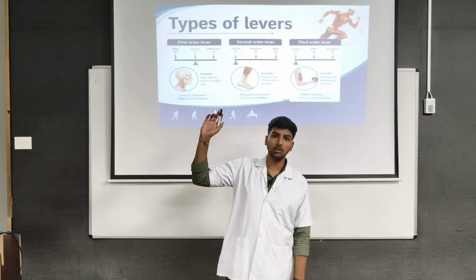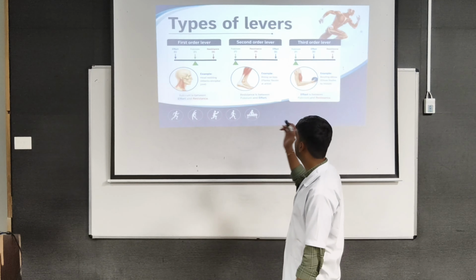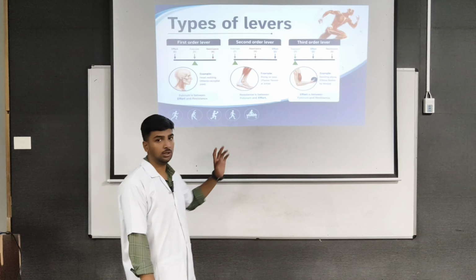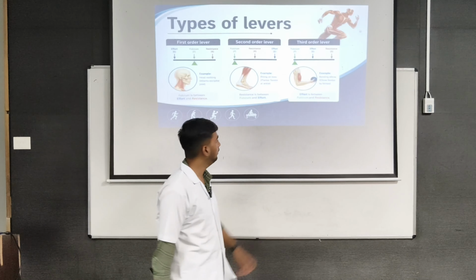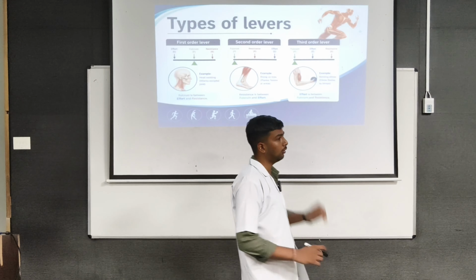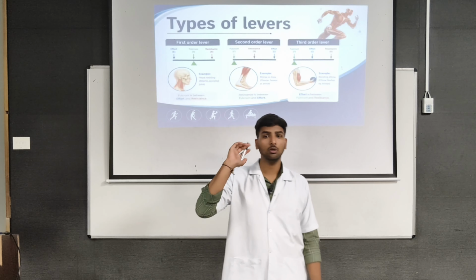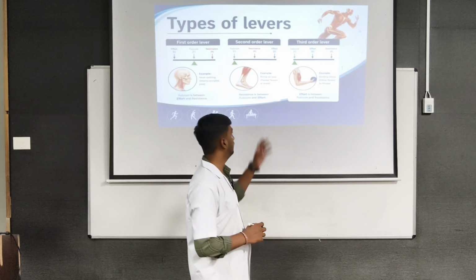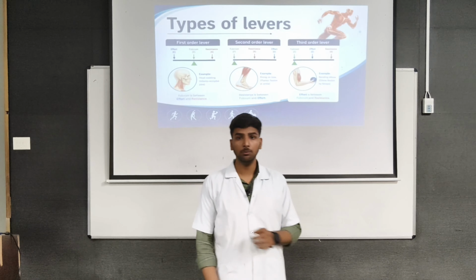So in first order lever, the fulcrum is present between the effort and resistance, and in second order lever, the resistance is present between the fulcrum and effort, and in third order lever, the effort is between the fulcrum and resistance. The example of first order lever is the nodding movement of head. Then the example of the second order lever is the plantar flexion, and the third order lever, the bending elbow, meaning the elbow flexion by bicep muscles.